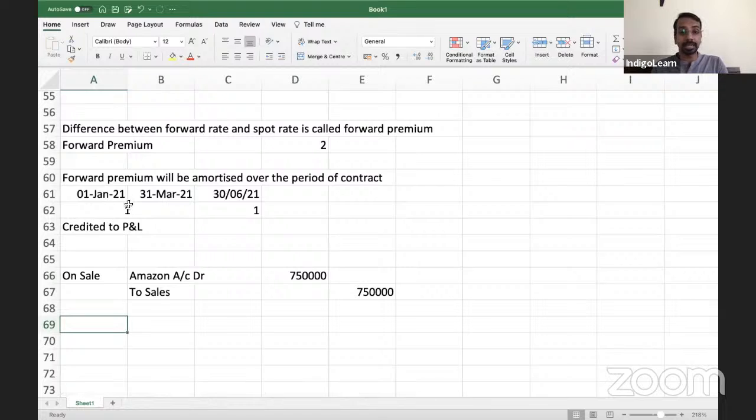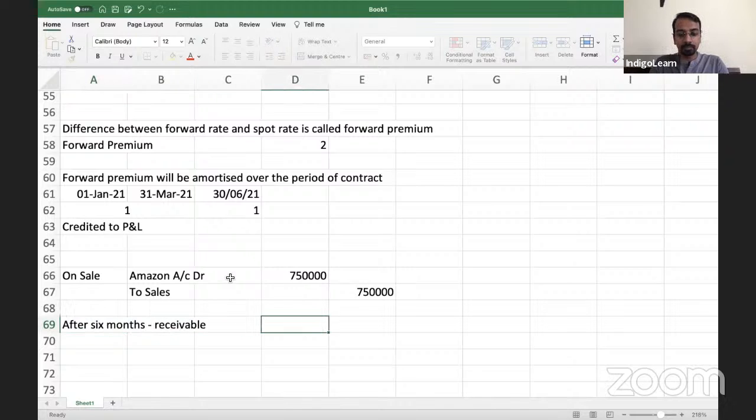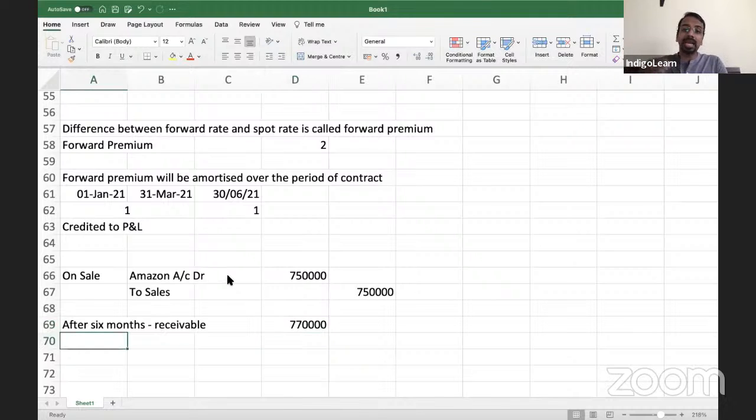Now, when you enter into this transaction, what is happening? You have to give the dollars and you are entitled to receive INR. So that INR, whatever you are entitled to receive, is after 6 months. What is the value today for that dollars? The value today for that dollars is 7,50,000. After 6 months, you will be receiving 7,70,000. But what is the value today? The value today is 7,50,000 only.